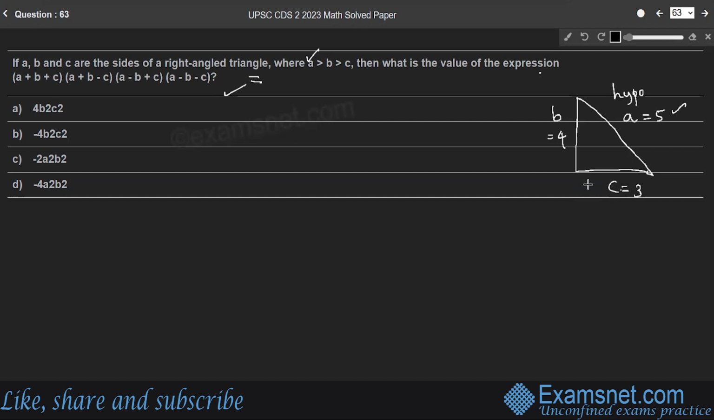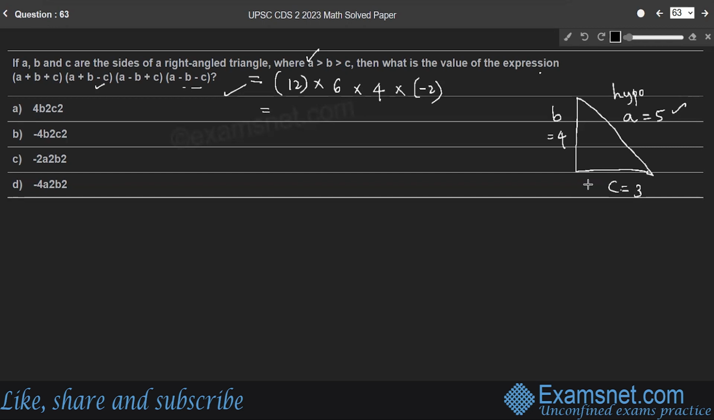Therefore, we'll take a, b, c as 5, 4, 3. The given expression becomes (a + b + c) into (a + b − c) into (a − b + c) into (a − b − c). So 5 + 4 + 3, which is 12, into a + b − c: 5 + 4 is 9, minus 3 is 6, into a − b + c: a − b is 5 − 4, which is 1, plus 3 is 4, into a − b − c: a − b is 1, minus 3 is −2. You will get a negative value.